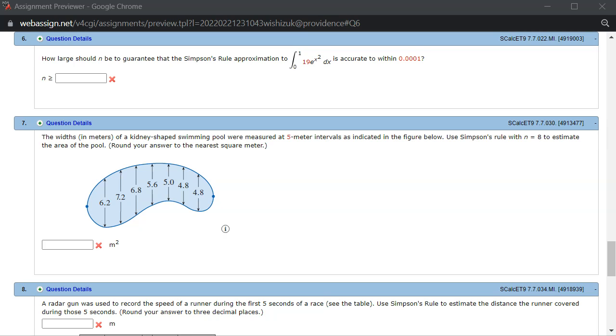All right, let's look at homework 7.7, problem number 6. We want to find a large enough n to guarantee that the Simpson's rule approximation is accurate within 0.0001. All right, so let's do that.